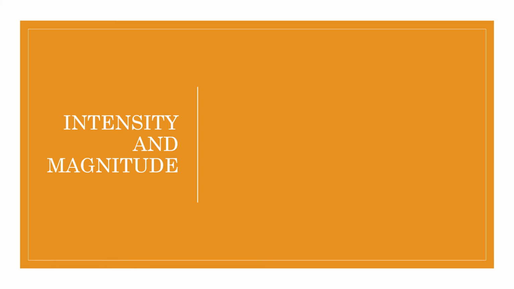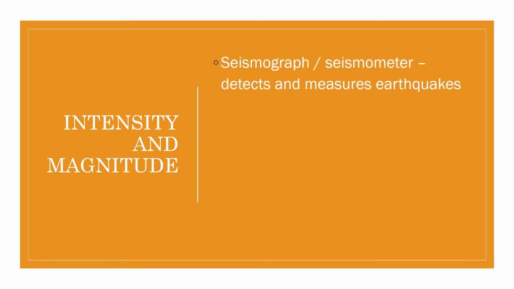Next, intensity. The instrument used in detecting and measuring earthquakes is called a seismograph or seismometer. There are different types of seismographs. One type measures the vertical or up and down movements of the ground. Others measure the horizontal or side-to-side movements. The record made by a seismograph is called a seismogram.